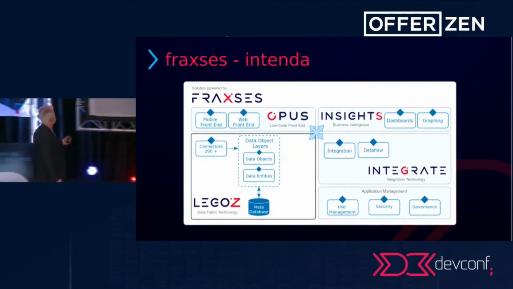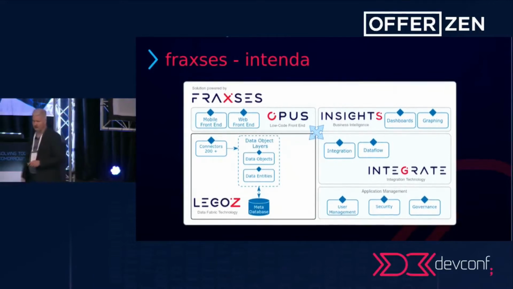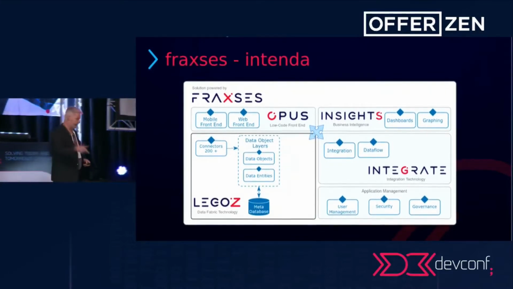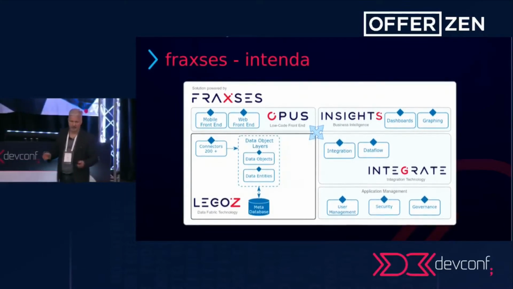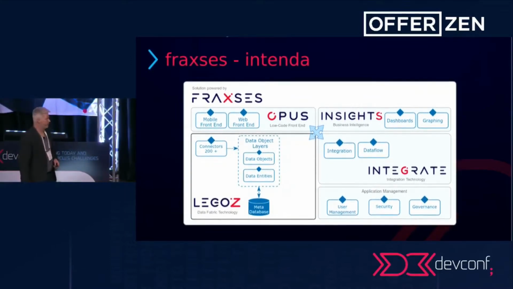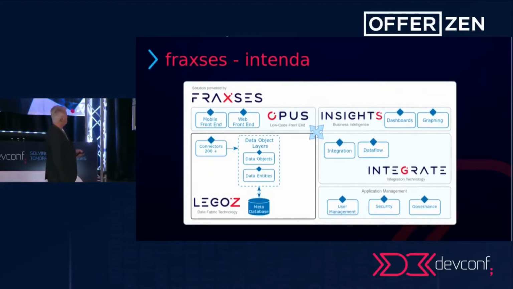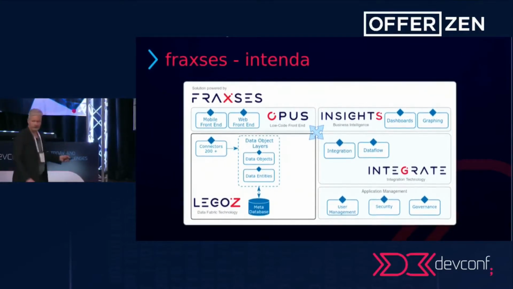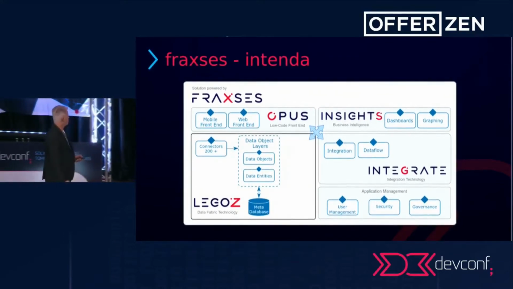Right. So the product is called Fraxis. It's by a company called Intenda out of Centurion. They also have offices in Europe, the UK and the US. And so they're expanding, and they're taking this technology out to the rest of the world. As I said, South African. So the technology that I'm going to show you today is Legos. That's the technology that builds and models the data that we're going to do.